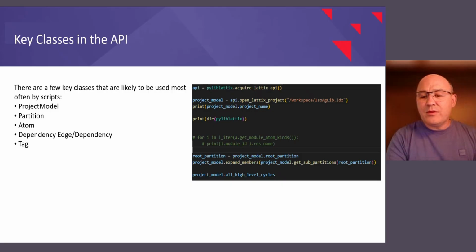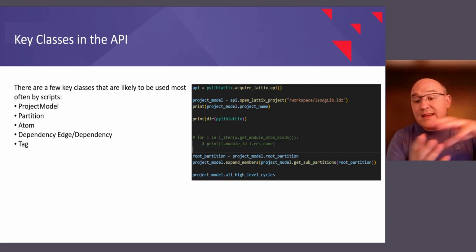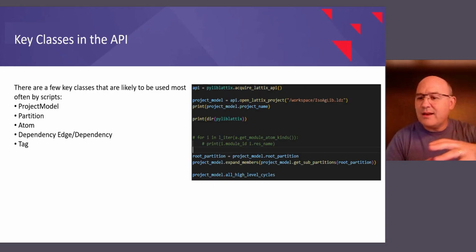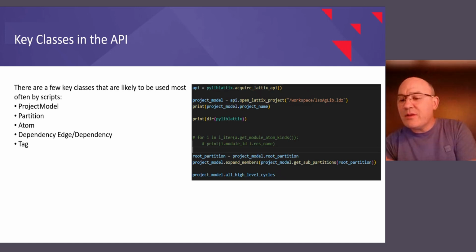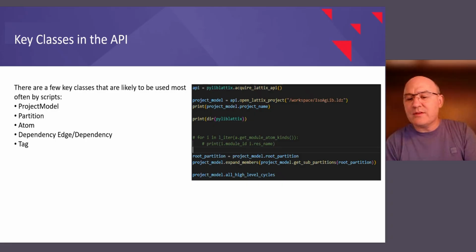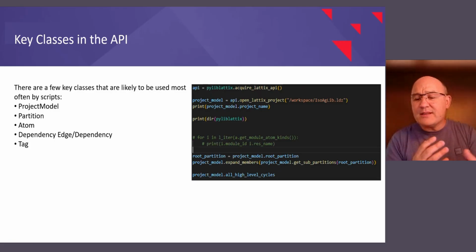Then a little bit further down, we are using the root partition class, the partition class here, and you can then directly invoke methods such as expand members. So you would expand members in the DSM to expand to the lowest level, the lowest atoms, functions, and methods. And you can actually call expand members on that project model object to get the subpartitions of those members, for example. And then you can also use methods such as all high-level cycles, and programming in VS Code gives you access to this API.